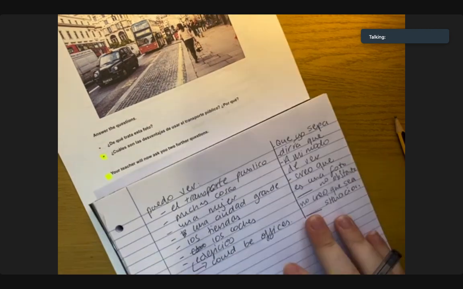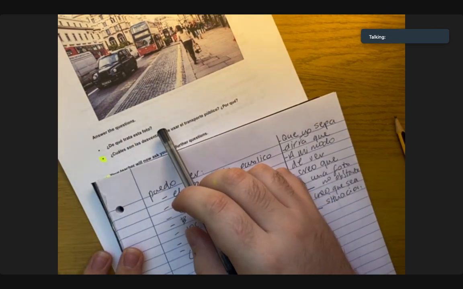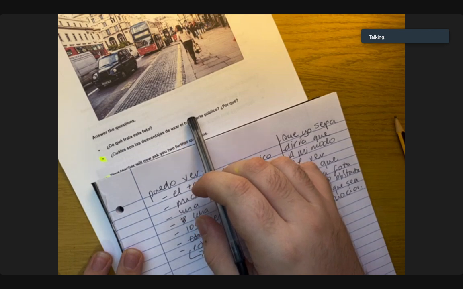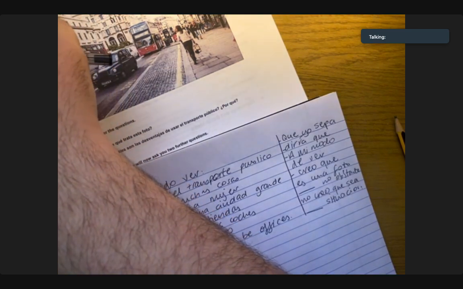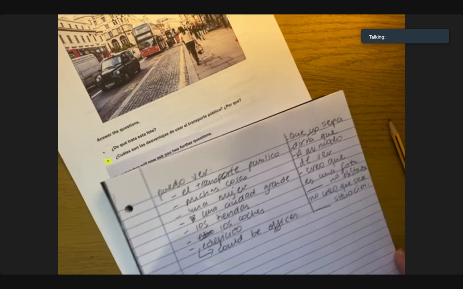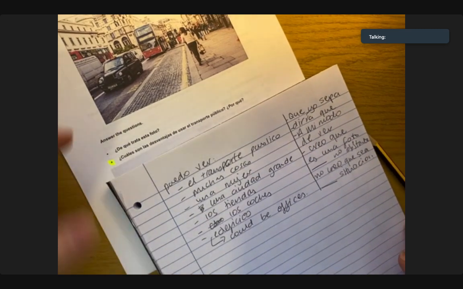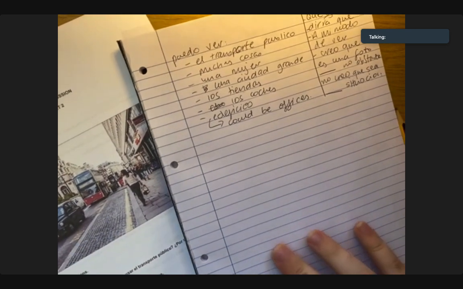So, I can look at this. So, ¿cuáles son las desventajas de usar el transporte público? What that's asking us is, what are the disadvantages of using public transport? So, we want to start combining a sort of a word bank of things that could be wrong with public transport. Right, what's wrong with public transport?